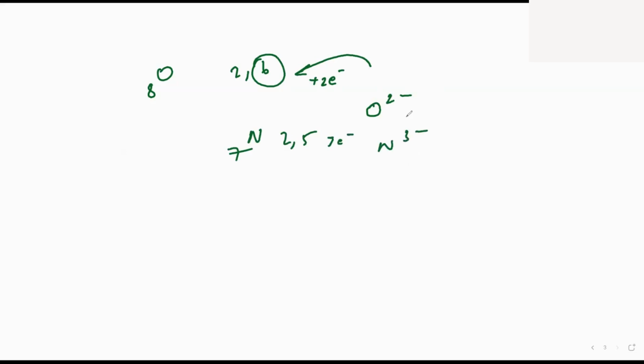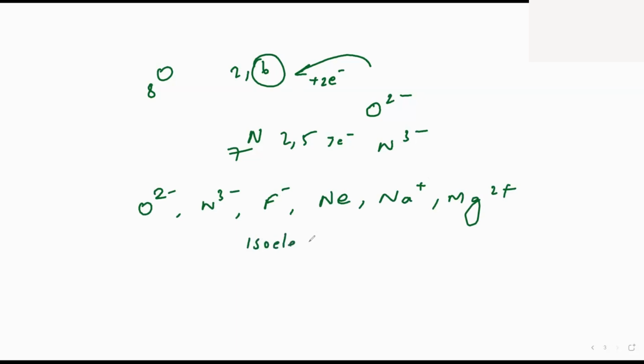You understand? Okay. Now I'll tell you one more thing. O2 minus, N3 minus, F minus, neon, sodium plus, magnesium 2 plus. All these we can call isoelectronic species.